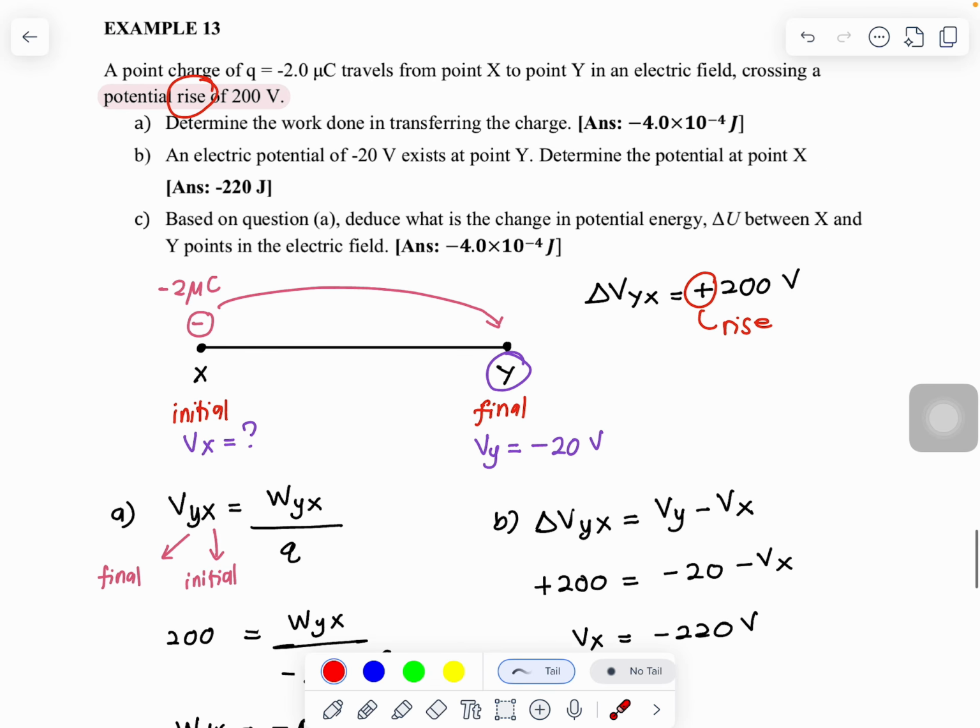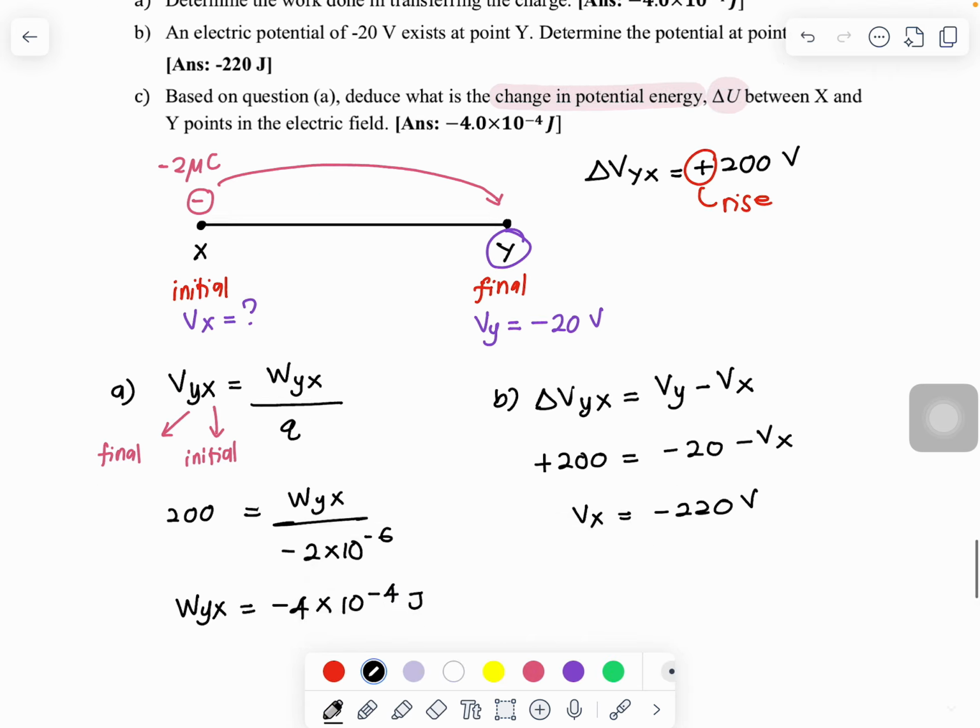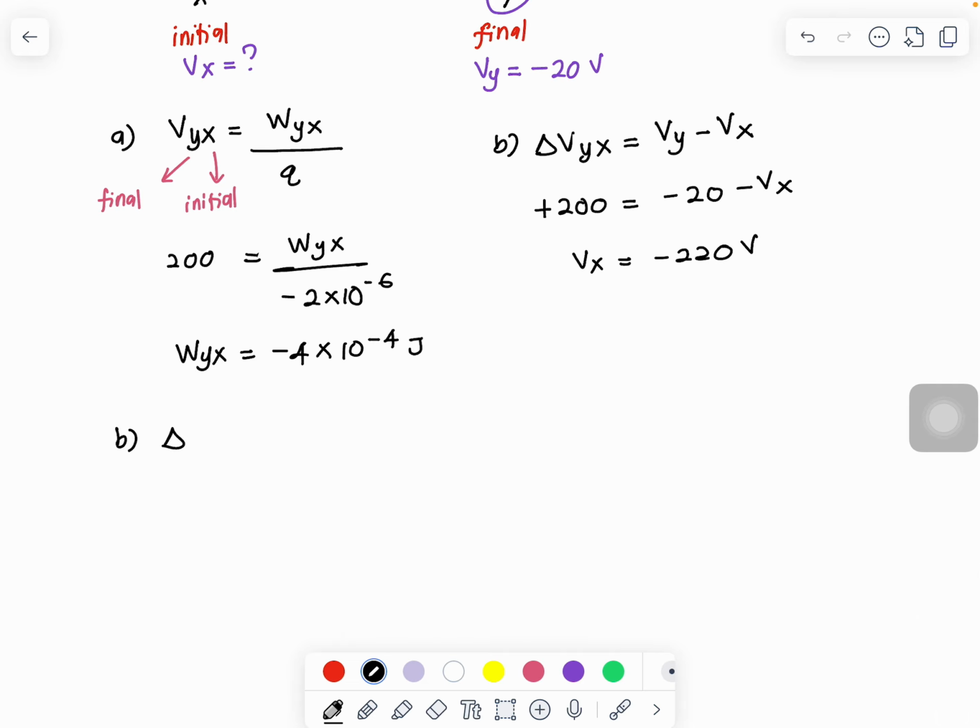Okay, next one. Based on question A, deduce what is the change in potential energy between X and Y in the electric field. Sekarang ni kita mau kira change in potential energy, maksudnya delta U lah. Okay, so mau kira delta U, always refer kepada delta V. Kalau mau kira delta U, dia mesti refer kepada delta V balik, which is formula untuk delta U adalah Q delta V.